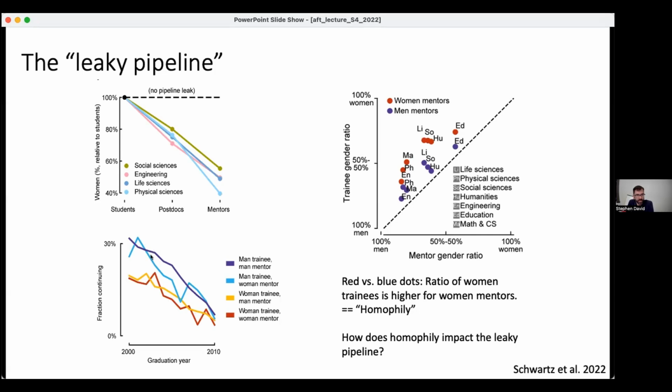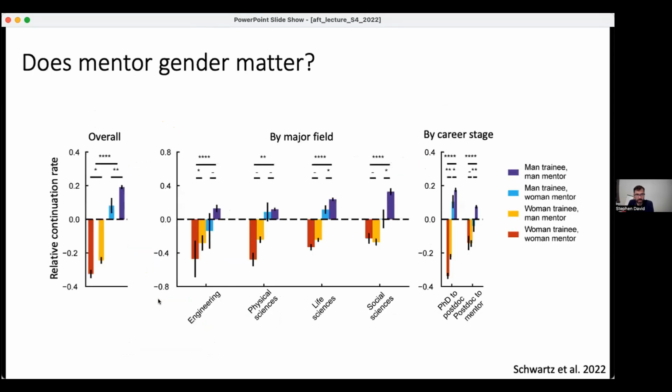And so there's a big separation, again, the leaky pipeline. Men trainees in general tend to be more likely to continue. But if you squint and look at this raw data, you can see that the trainees of women mentors tend to be on a slightly lower line, which suggests that for some reason training with a woman mentor may produce a disadvantage if your goal is to achieve an independent research position.